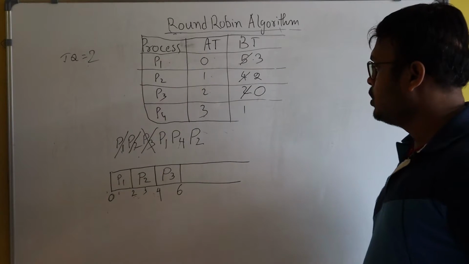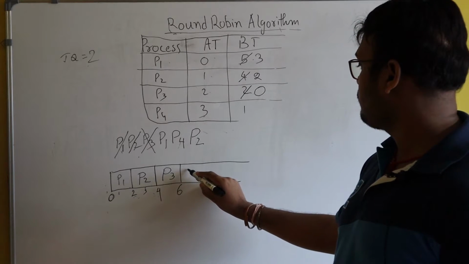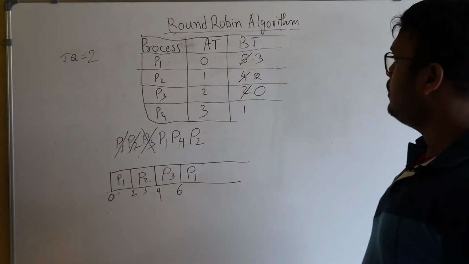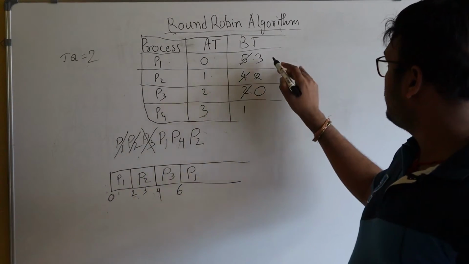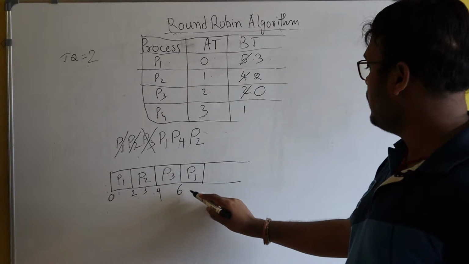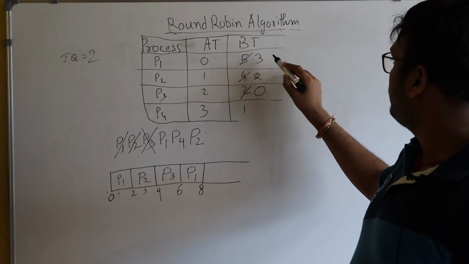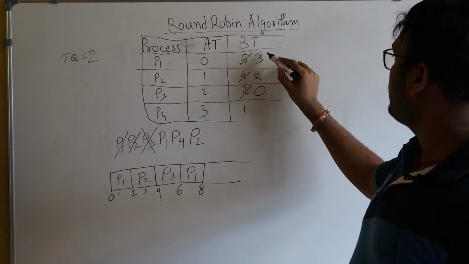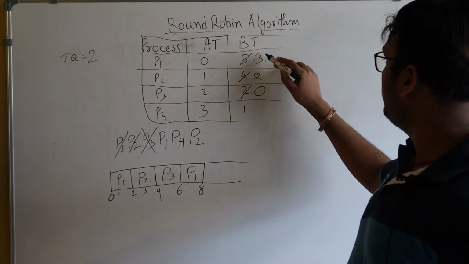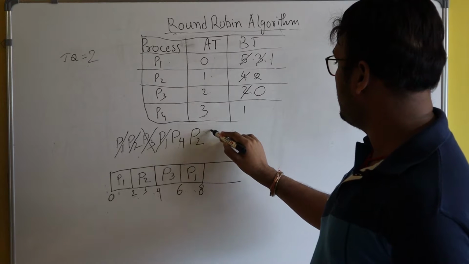P3 is done. So again after P3, which process is there? P1 is there. So here I will write P1. Now you see the burst time of P1 is 3 seconds, but time quantum is 2 seconds. So P1 will run for 2 seconds. It means 6 to 8. And how much time is left for P1 now? 3 seconds were left. P1 already executed 2 seconds, so only 1 second is left for P1. So again P1 will come and sit here.